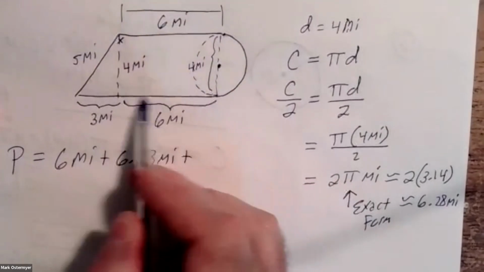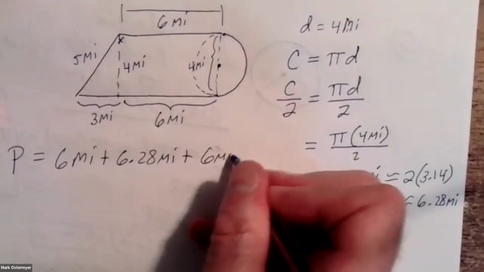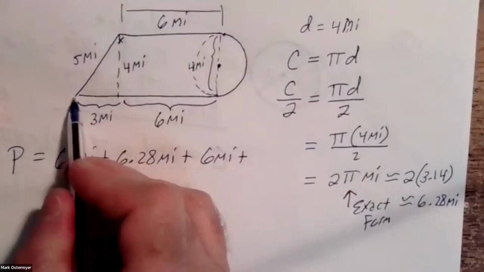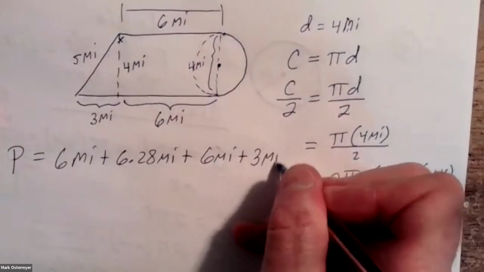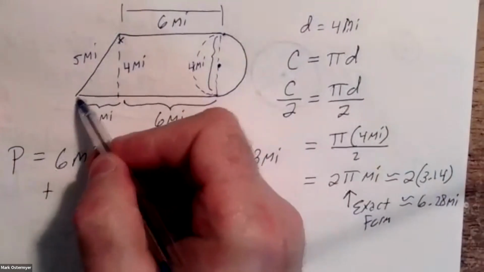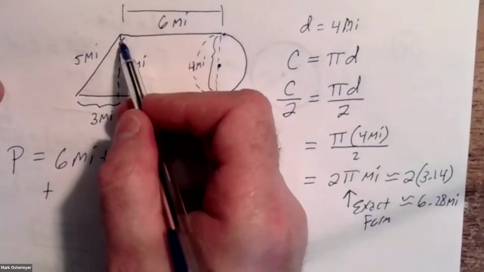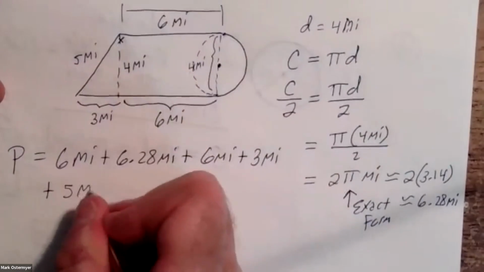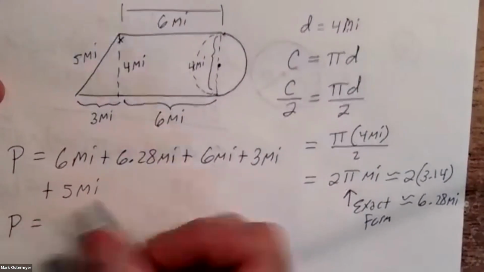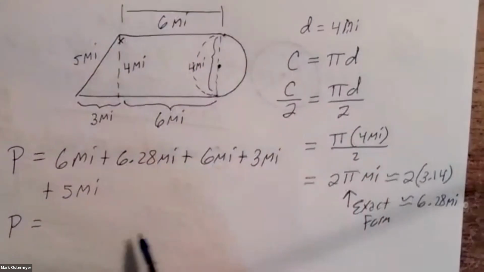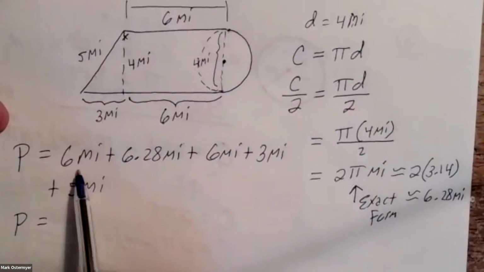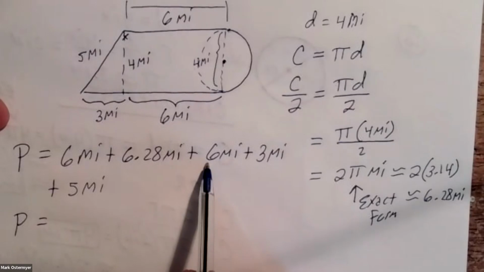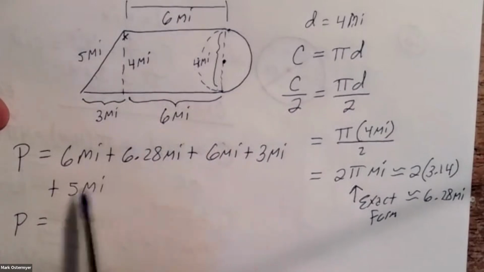Plus here to here is 6 more miles. Plus here to here is 3 more miles. Plus here to here is 5 miles, and I've gotten back to my starting point. All we gotta do is add all this together, and we have the total distance around this weird looking shape. 6 plus 6 is 12, plus 3 is 15, plus 5 is 20.